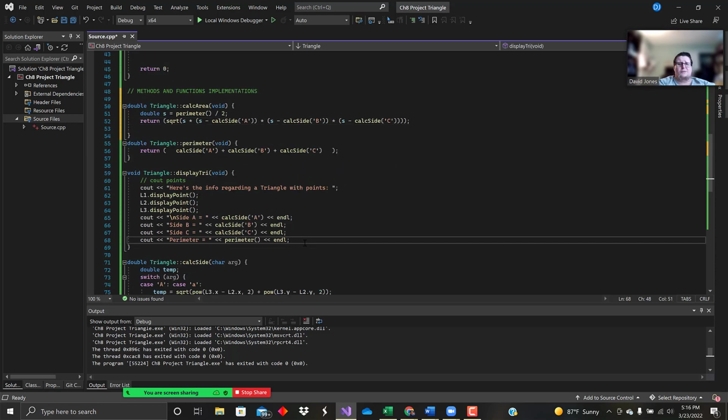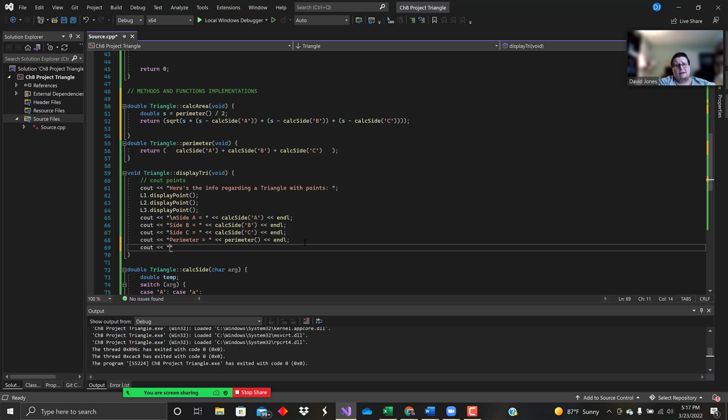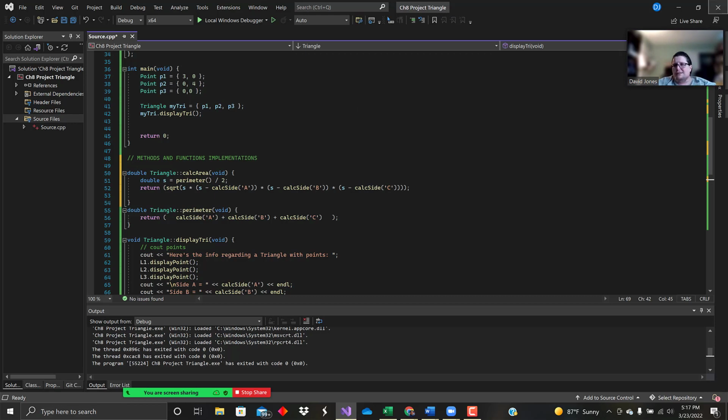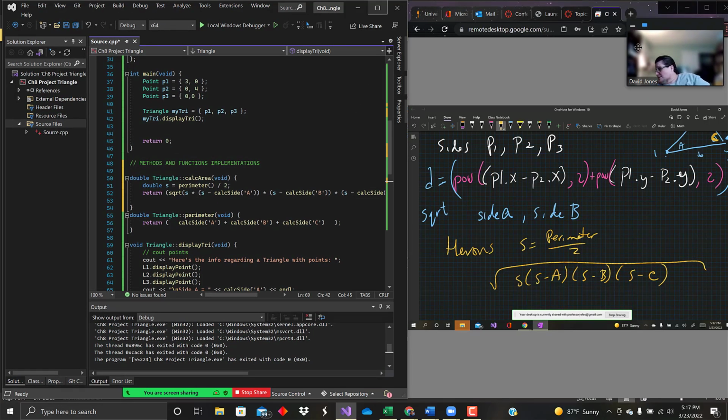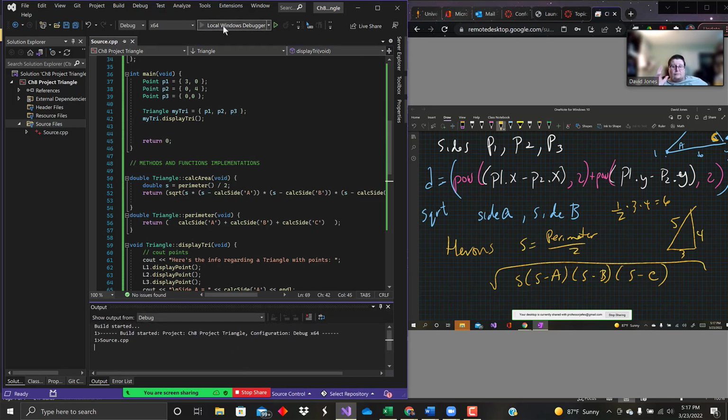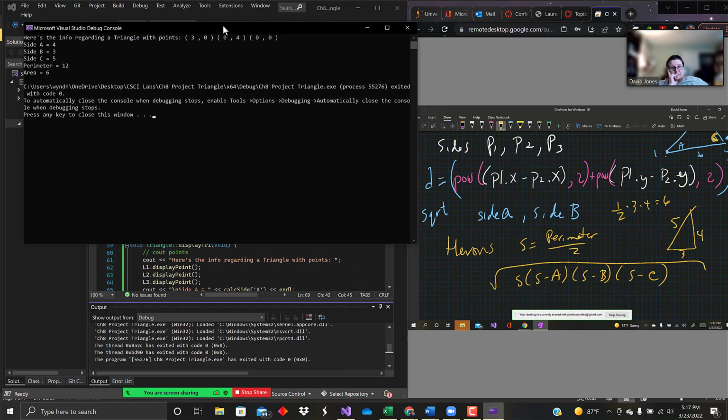And since we've got a nice display function, cout the area equals calc area. And let's see, a 3, 4, 5 triangle. Let's look at this pictorially. I could do one half base times height, which is the shortcut on this. That is 6. I should get an area of 6. I did.